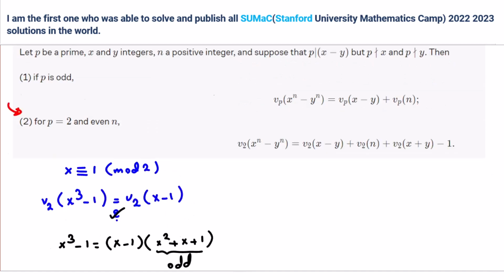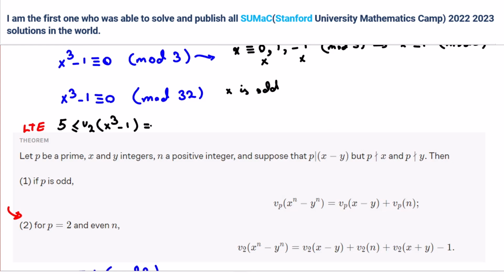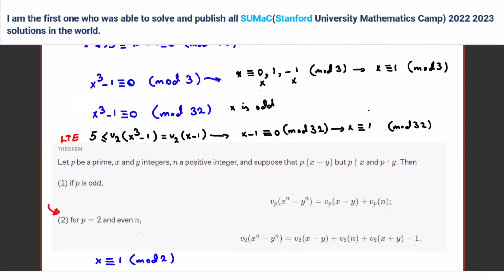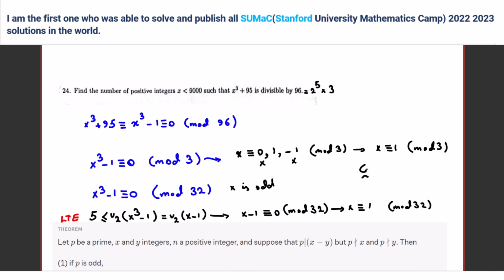Okay, so we know it is equal to V2 of x minus 1, right? So we can conclude x minus 1 should be a multiple of 32, right? So x mod 32 is what then? 1. Now x mod 32 is 1, x mod 3 is 1, so what can we conclude? X is 1 mod 96. Exactly. So how many answers are there?